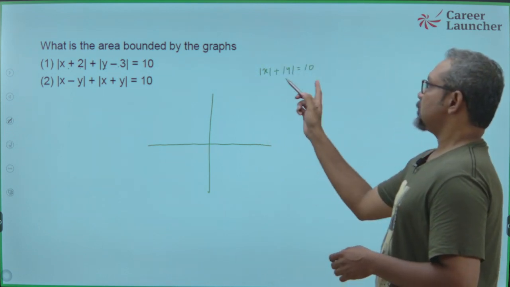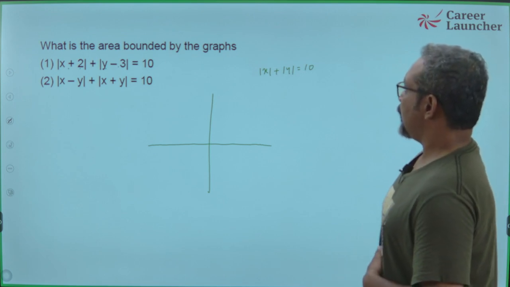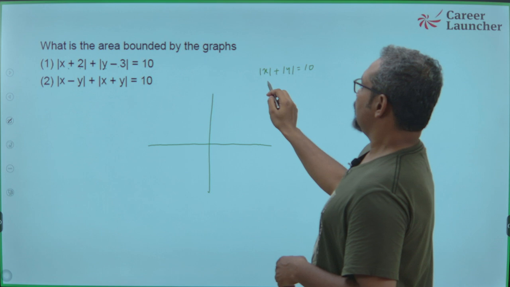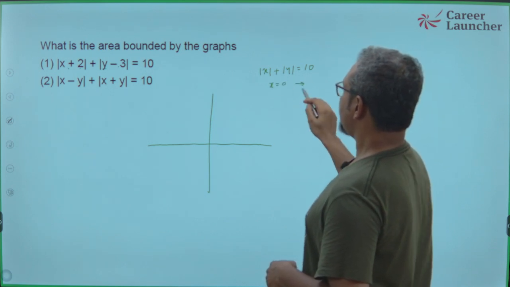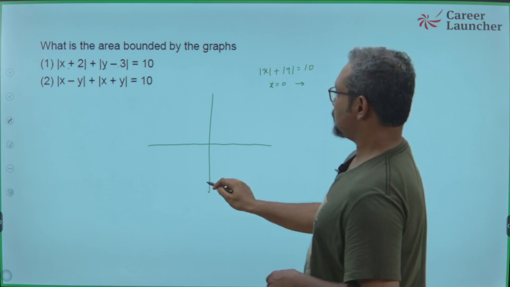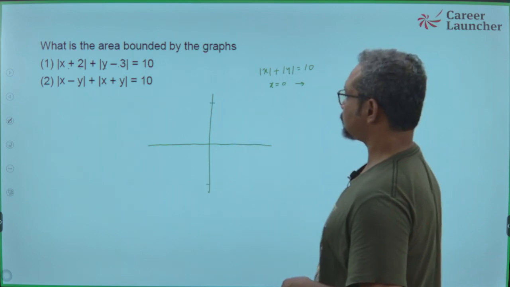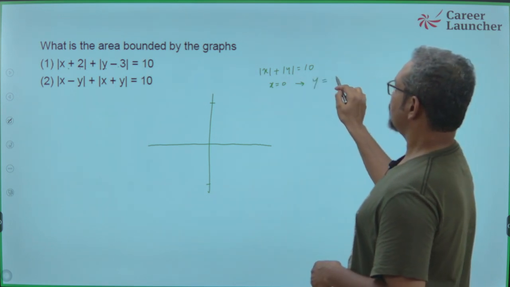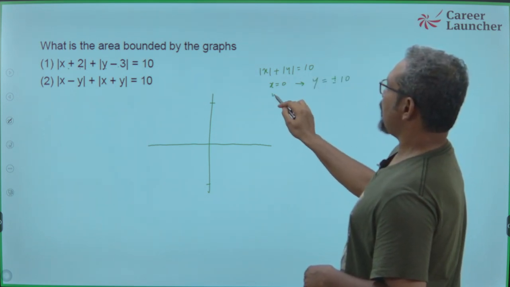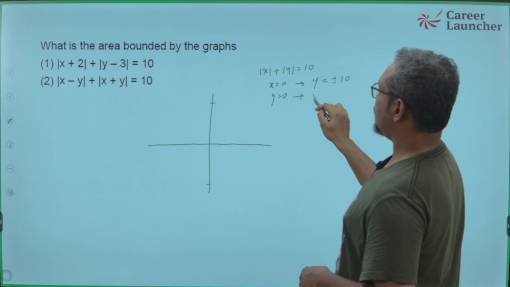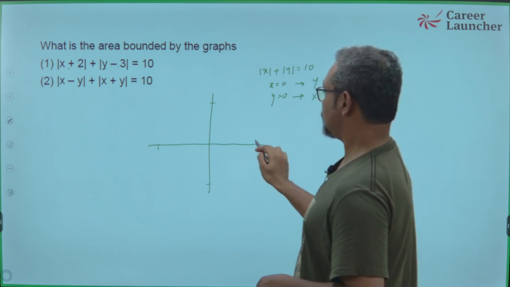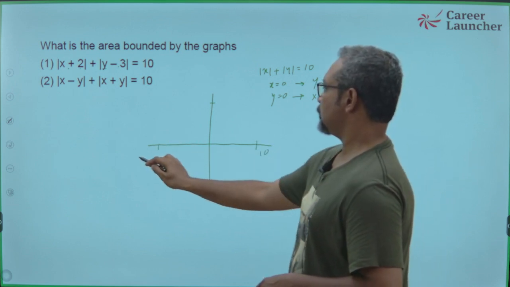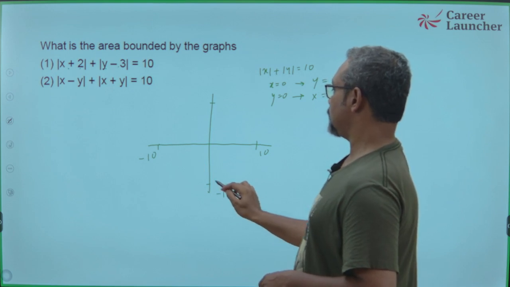So how does the graph look like? How do we do it? A simple way, let's take the intercepts, put x equal to 0. What do we get as y? So mod of y is 10, y is minus 10 or plus 10. Then if I put y as 0, we get the x intercepts, x would be plus or minus 10. So that's 10, negative 10, negative 10, plus 10.